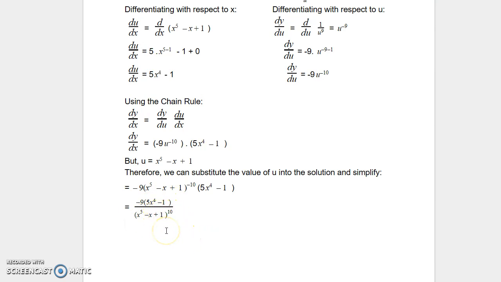This is the way we can solve complex problems using the chain rule. In my next video presentation, we will be solving more problems using the chain rule.